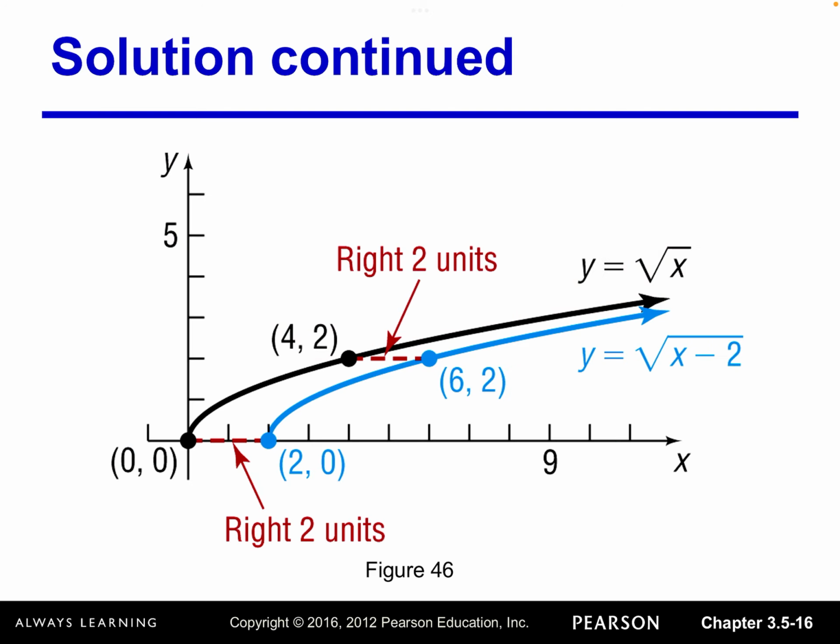That's the accurate graph from the book. Black color, that's the original square root function. Blue color is g of x, square root of x minus 2. So if we compare the black color graph and the blue color graph, yes, we horizontally shift the black color graph to the right-hand side 2 units.